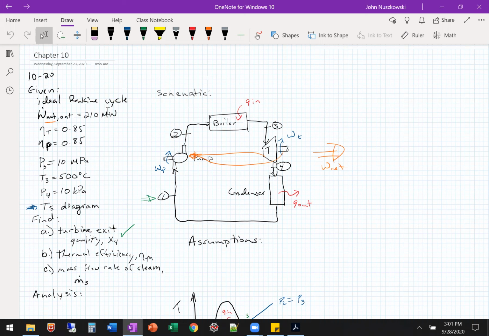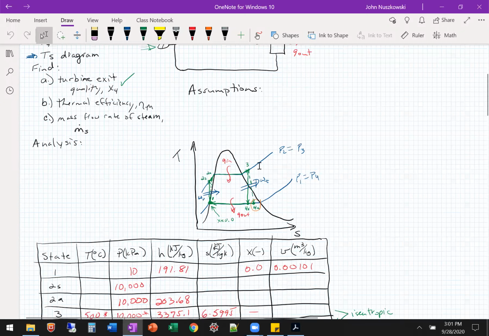So the ideal Rankine, we have the pump, boiler, turbine, condenser. This is changing phase. We were given isentropic efficiencies, some temperatures and pressures. We need quality, so state information at the turbine exit, thermal efficiency, mass flow of steam. So we set up the TS diagram. We have our pump with our isentropic efficiency, boiler, turbine with its isentropic efficiency, and condenser, right? We have the vapor dome because we're changing phase, okay?